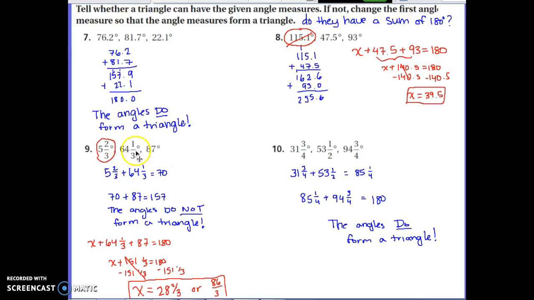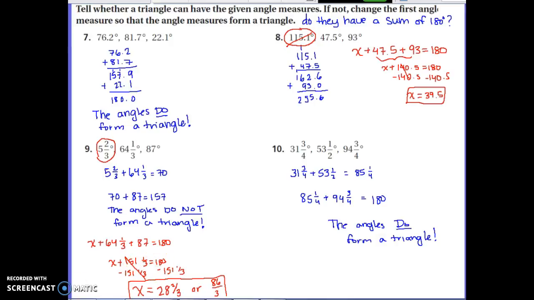So I went back and I changed that first angle to x to figure out what it needs to be, and then wrote my equation down below. X plus 64 1/3 plus 87 is equal to 180. When I add these two, I end up with 151 1/3 is equal to 180.